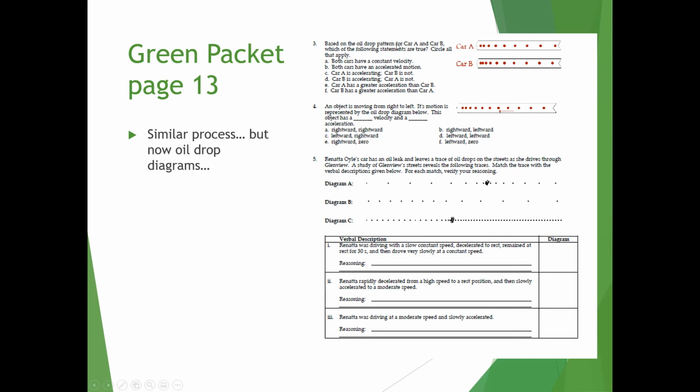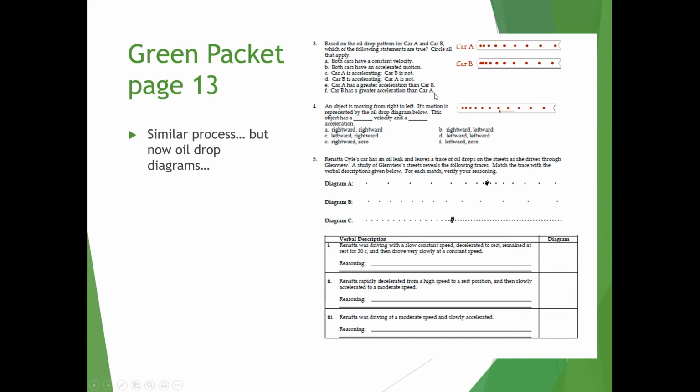Based on the oil drop pattern for car A and car B, which of the following statements are true? Circle all that apply. A, do both cars have constant velocity? Are each of these evenly spaced? No. B, both cars have an accelerated motion. Well, yeah, they're not evenly spaced and they're both speeding up, so it looks like they are both accelerated. So B is definitely an option. C, car A is accelerating, car B is not. Well, we know that's not true. D, car B is accelerating, car A is not, and that's not true.